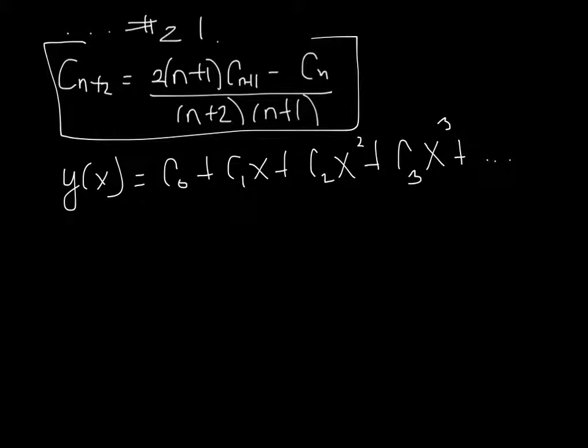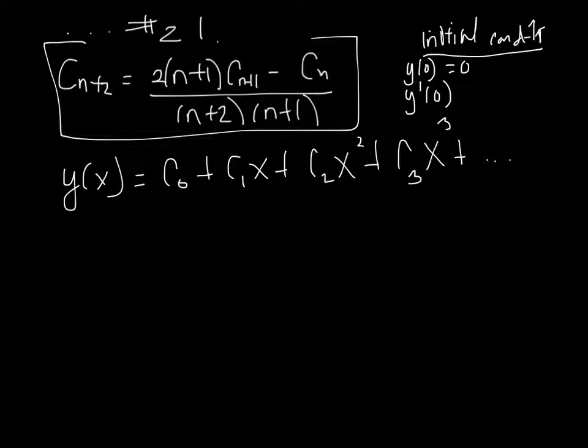And, well, what do we know? We can definitely find a pattern here by letting n be 0 and 1 and so forth. But remember, this is an initial value problem. We're given initial conditions, so let's go ahead and write those down. It's y of 0 equals 0, and y prime of 0 equals 1.